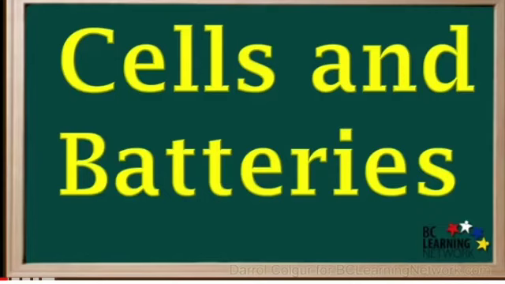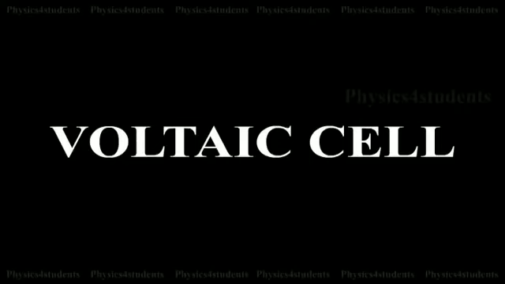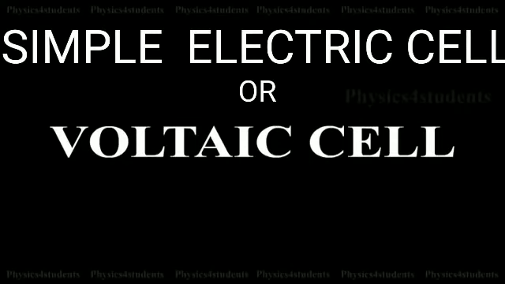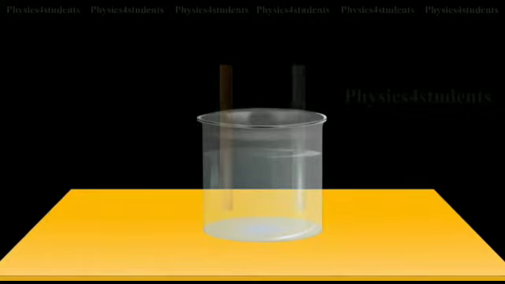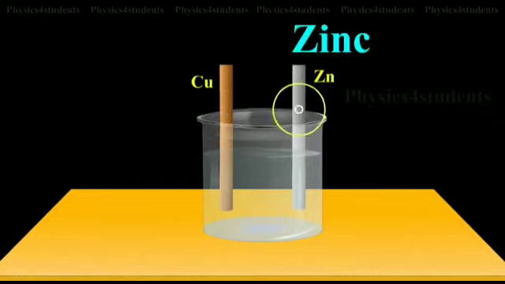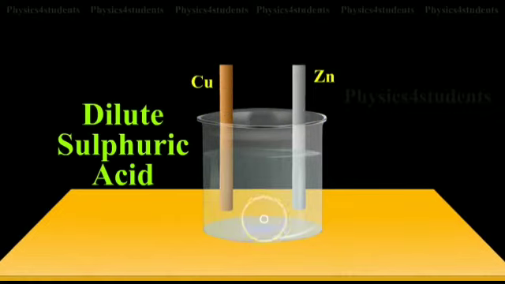The next topic is electric cells and batteries. An electric cell converts chemical energy into electrical energy to produce electricity. Simple electric cell or voltaic cell: a simple electric cell contains a glass container. It contains two electrodes immersed in an electrolyte. The immersed liquid is dilute sulfuric acid.